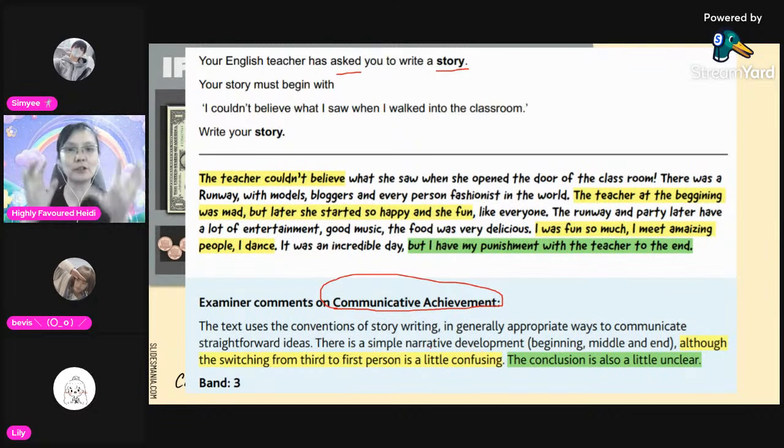So make sure if you are writing a story, you have this beginning, middle, and end. Okay, if it really looks like a story, you will score. Okay, let's go to the next one.